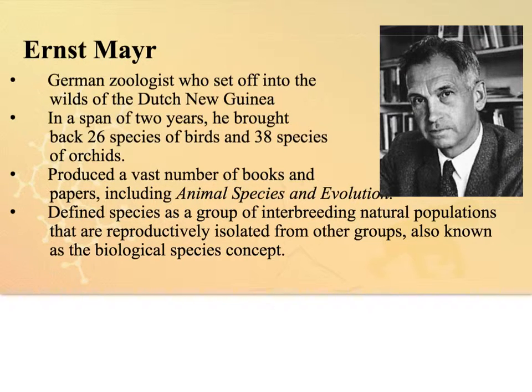Ernst Mayr also defined species as a group of interbreeding natural populations that are reproductively isolated from other groups. This is also known as the biological species concept. He also said, not only do species look morphologically similar, they can only breed among themselves.